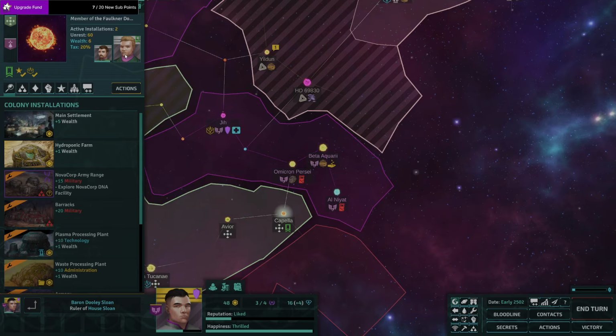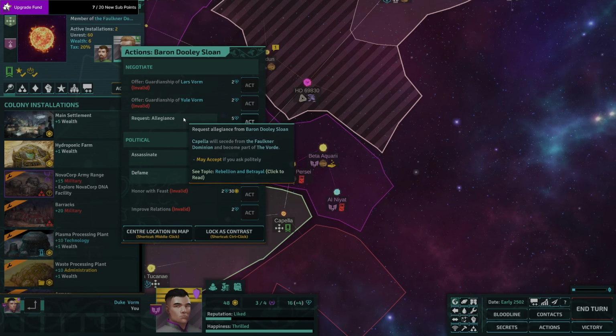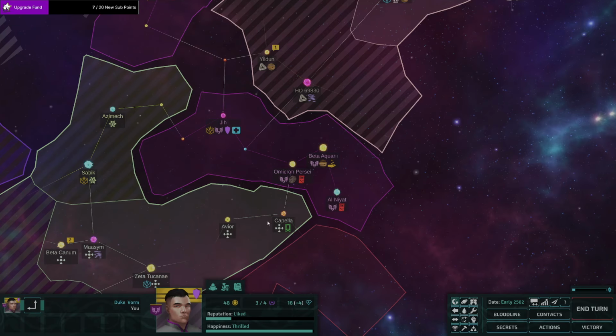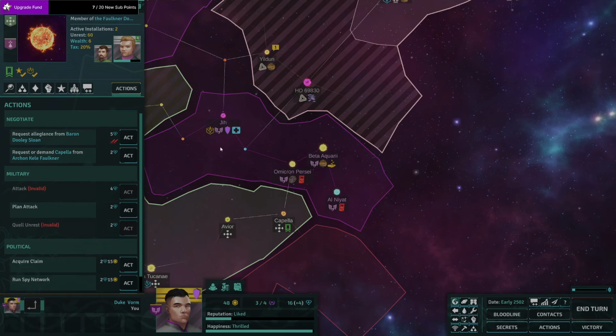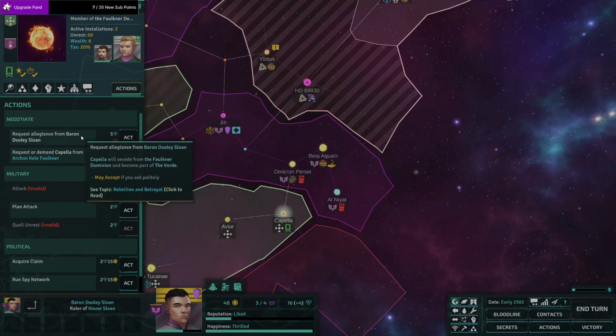So what happens when we right-click on him? Request allegiance. May accept if you ask politely. Capella will secede from the Faulkner Dominion and become part of the Vord. And if we do it through this menu instead, we can request. That's the same thing there.